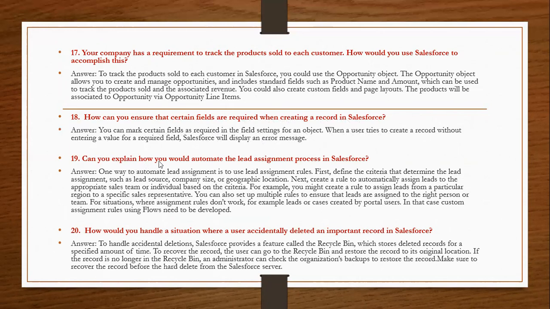Next question, can you explain how you would automate the lead assignment process in Salesforce? One way to automate lead assignment is to use lead assignment rules. First, define the criteria that determine the lead assignment, such as lead source, company size, and geographic location. Next, create rules that automatically assign leads to the appropriate sales team and individuals based on the criteria.